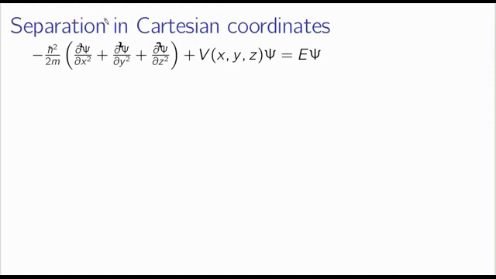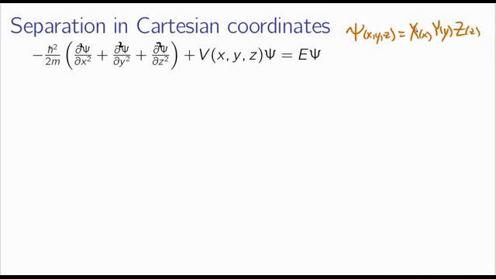What we want to do, if we're trying to solve this equation, since partial differential equations are difficult to work with, is to convert it into a system of ordinary differential equations. We do that by separation of variables, essentially hypothesizing that psi of x, y, and z is going to be some function of x multiplied by some function of y multiplied by some function of z.